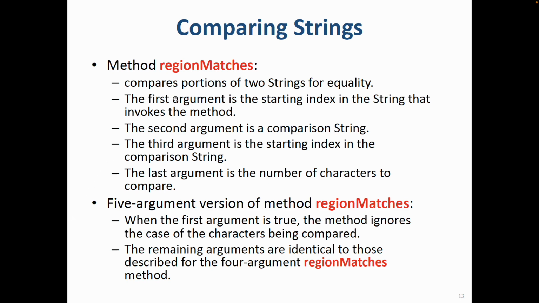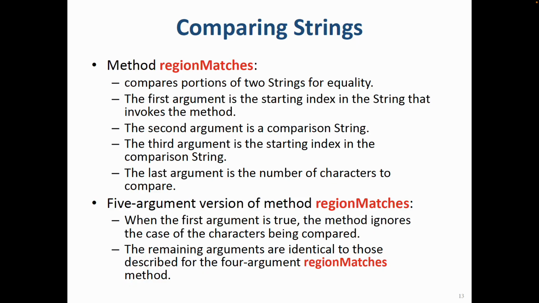So basically, it compares two strings. But the good thing is that now I can define a region of this string. Is it equal to the region of that string? So I can compare two substrings within different strings. The first one is the starting index in the string that invokes this function. The second argument is the comparison string, so which string I will compare. The third one is the starting index in the comparison string. And the last one is how many characters I would like to compare.